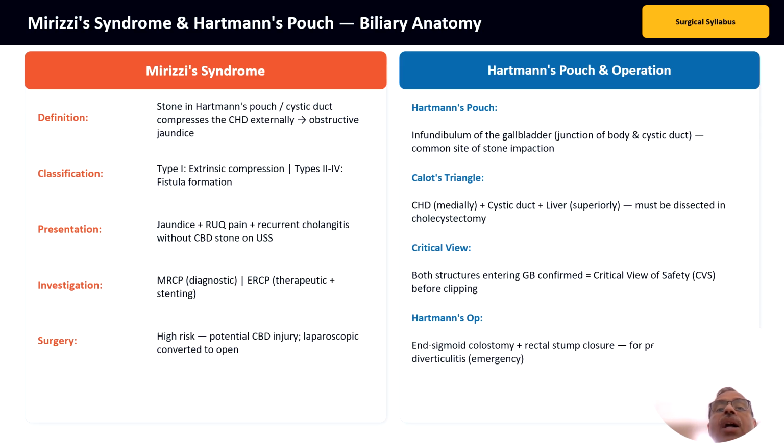And then we have Hartmann's operation, which is an end sigmoid colostomy with rectal stump closure, generally done in patients who have sigmoid perforation or perforation because of diverticulitis. It's an emergency procedure and a life-saving procedure. End colostomy of sigmoid colon along with a rectal stump closure.